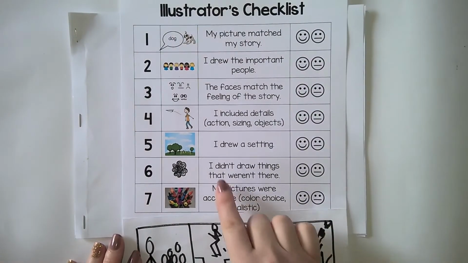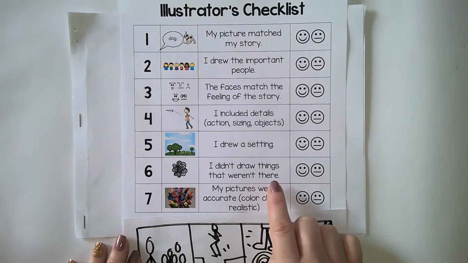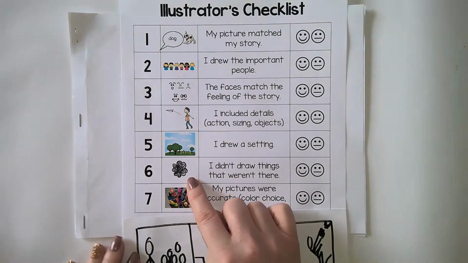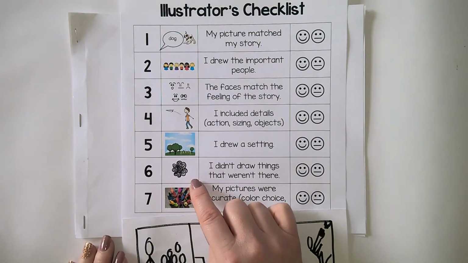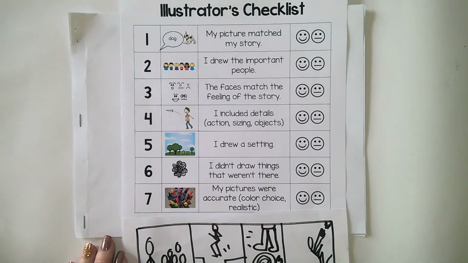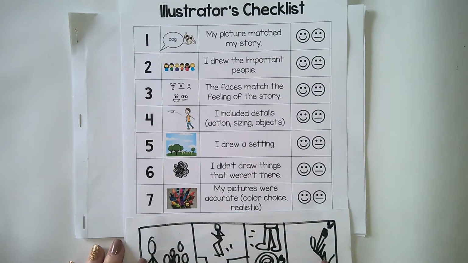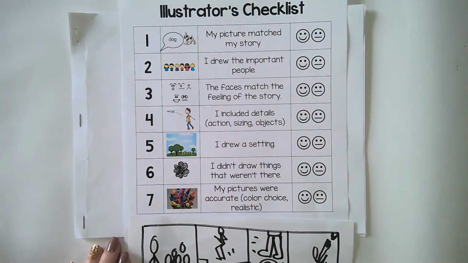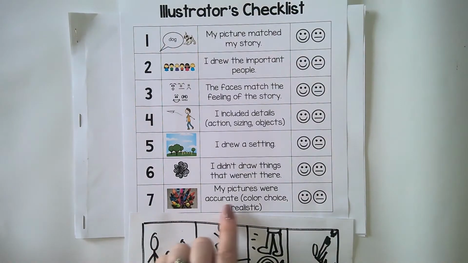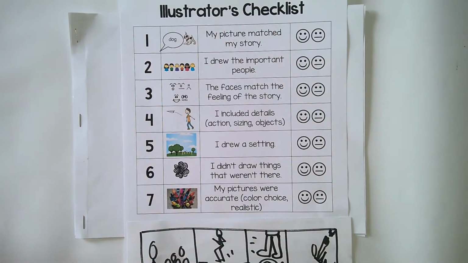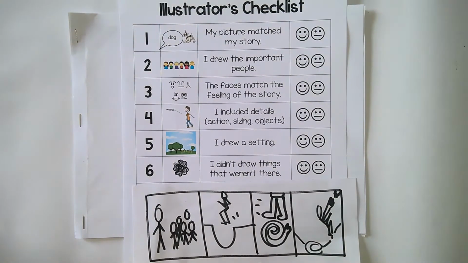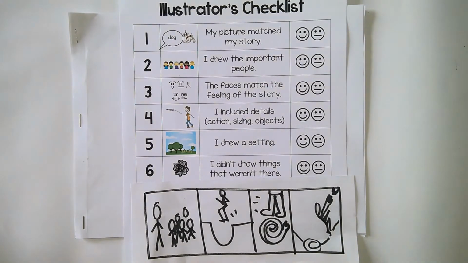Number 6 says I didn't draw things that weren't there. So for example, I'm really good at drawing flowers, hearts, and rainbows, but it was a sunny day. It wasn't raining that day. So it wouldn't make sense if I just draw a rainbow in my picture. So I have to stop myself from drawing things that I just am good at drawing. And number 7 says my pictures were accurate. So I made the right color choice and I tried to make them look realistic. So I'm not going to be able to draw Mr. Kime like a photograph, but I can remember details about him that will help it look like him. Like I remember Mr. Kime had a bald head.